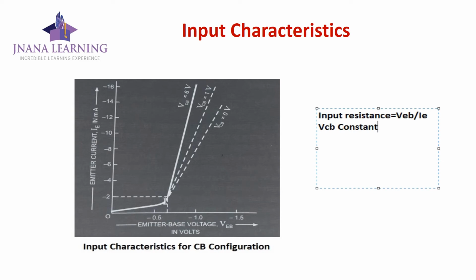Another point is that this particular voltage is the cut-in voltage or threshold voltage, below which the emitter current is very small. This is because substantial emitter current will flow only when the emitter base junction is forward biased beyond the knee voltage, which is 0.7 volt for silicon and 0.3 volt for germanium. This curve is plotted for silicon, so only from 0.7 volt is there a substantial increase in the emitter current for a small change in the emitter base voltage. So that's about the input characteristics for common base configuration.